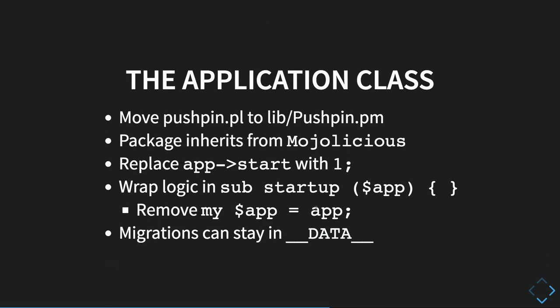The application class, you do several things. You move it to pushpin.pm. You make it a package that inherits from Mojolicious. You replace the app start with a one, and you wrap it all in a sub. It so happens that the migrations can stay in data if you want, because MojoPG and MojoSQLite can actually just read from class data.